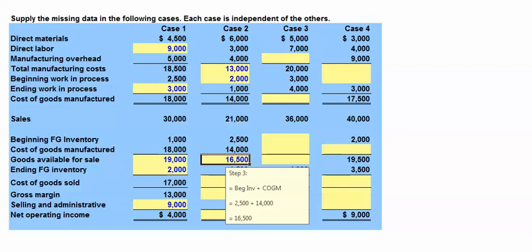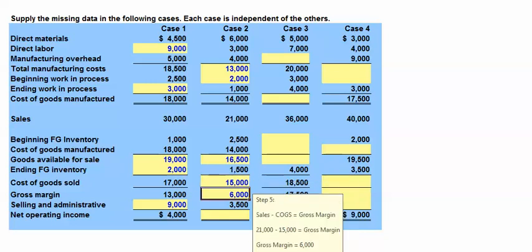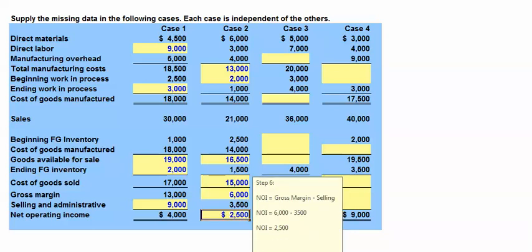Our goods available for sale is our third step, which is simply our beginning finished goods inventory of $2,500 plus $14,000 in cost of goods manufactured from above. Next, we can solve for our cost of goods sold, which is simply our cost of goods available for sale, $16,500 minus the $1,500 in ending finished goods inventory. If we have sales of $21,000 and cost of goods sold of $15,000, this means our gross margin is $6,000. Once we subtract our $3,500 in selling and administrative expenses, we arrive at a net operating income of $2,500.